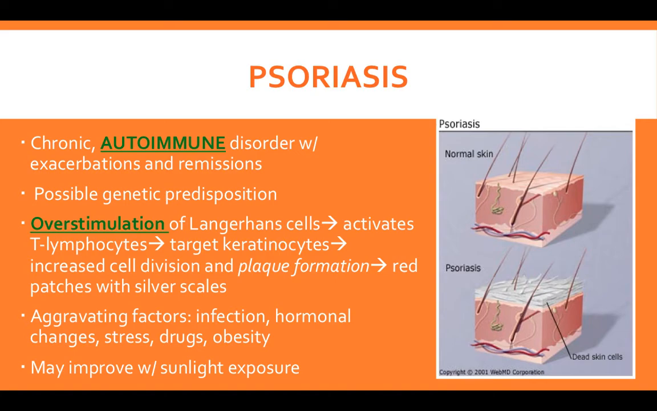It results from the overstimulation of the immune system, the Langerhans cells in the skin that activates T lymphocytes. These cells then target the keratinocytes, causing increased cell division. So you have the overstimulation of the Langerhans cells that really cause increased cell division and plaque formation on your skin. So you have red patches with silver scales. You might be exacerbated by infection, hormonal changes, stress, certain drugs, obesity. It actually can improve with sunlight exposure, interestingly.